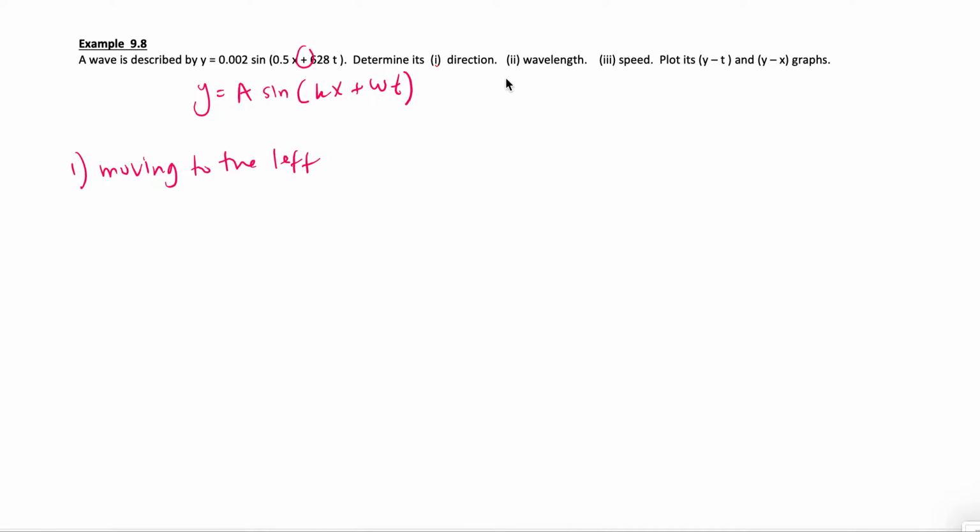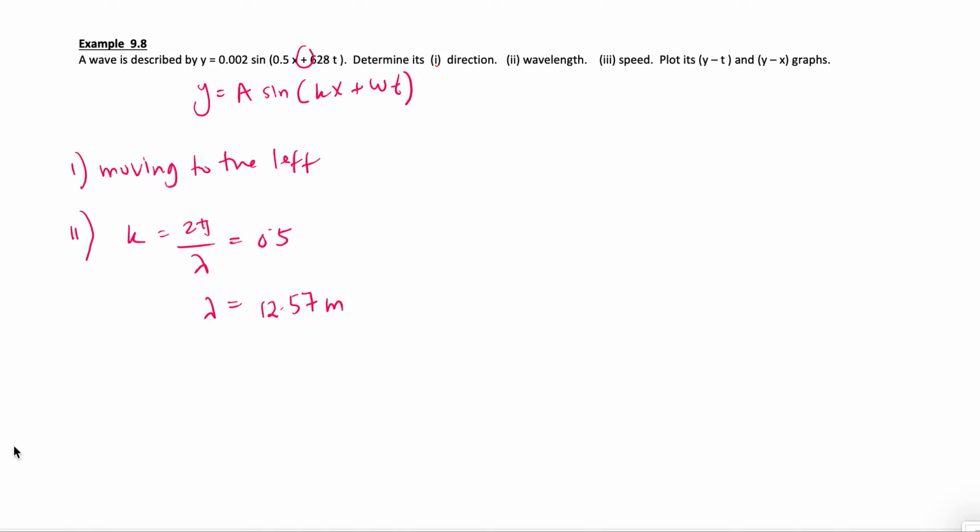And what is the wavelength? Number 2, wavelength. So I have k, which is equal to 0.5. So k is 2 pi over lambda equals 0.5. So lambda is 2 pi divided by 0.5, which will give me 4 pi, or 12.57 meters. Wavelength is in meters.